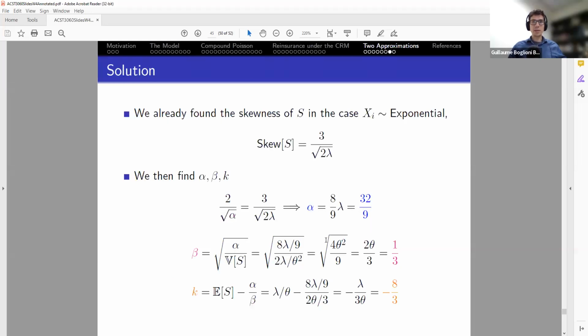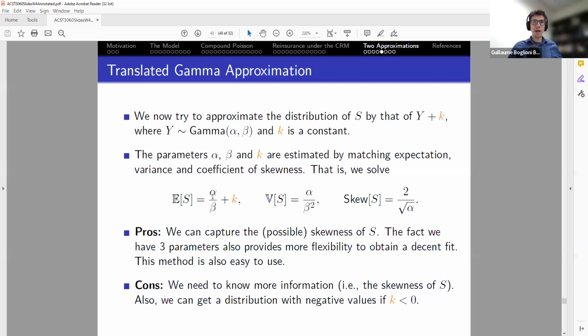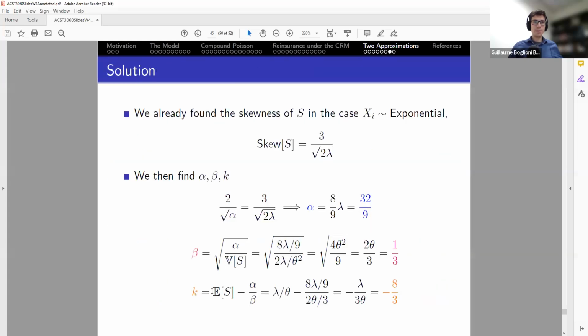Okay, and so you get the general expression. Theta is again the parameter of the exponential. In our case, you plug in theta equal to 1/8, so you get this numerical value for beta, and same thing. Now, again, once you have alpha and beta, it's very easy to find K. You find it by matching the expectation of S minus alpha over beta.